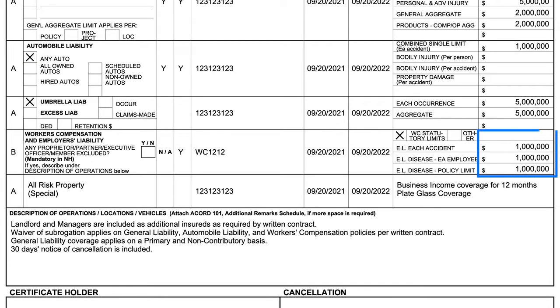If we take a look at a COI, we're going to see 3 limits in the workers' compensation row that refer only to employer's liability. Meanwhile, there's a checkbox for workers' compensation. This checkbox ensures that workers' compensation limits purchased meet the requirements of the state. That's why it's called per statute. Per statute means that the limits are in compliance with the limits set forth by the state.